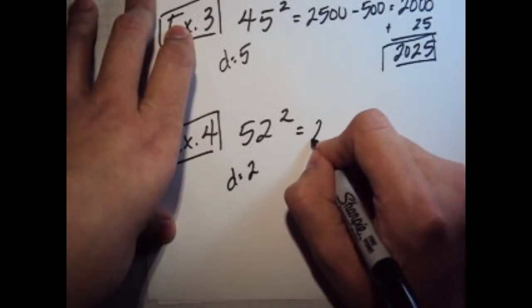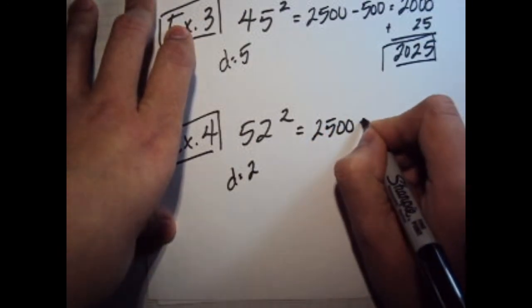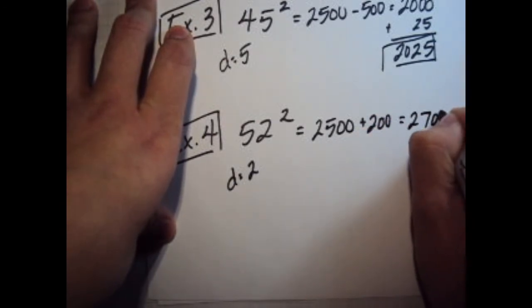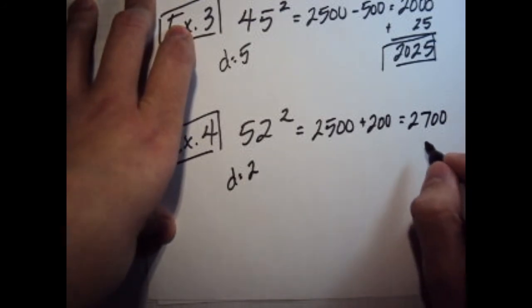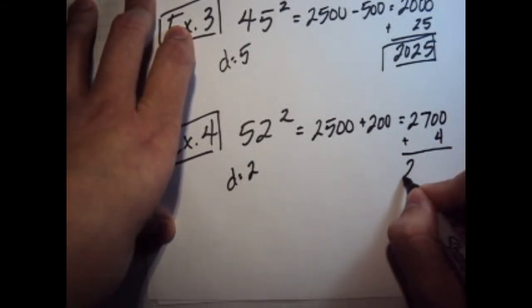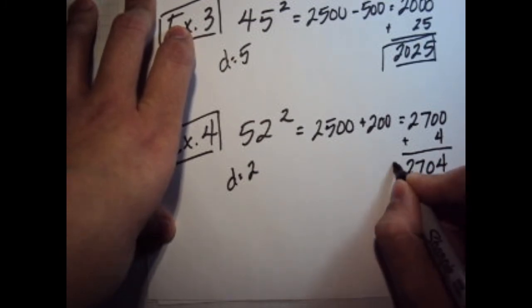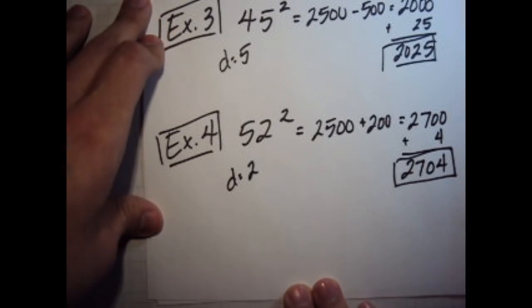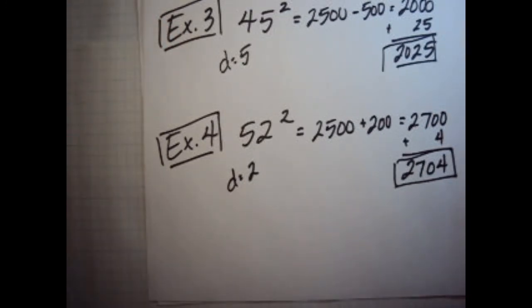So we're going to take 2,500 and add 200, which gives us 2,700. Now we have to add the square of the difference, so we're going to add 4. 2 times 2 is 4, so we get 2,704. So 52 times 52 is 2,704. So again, that's just another mental math trick for helping you square numbers near 50.